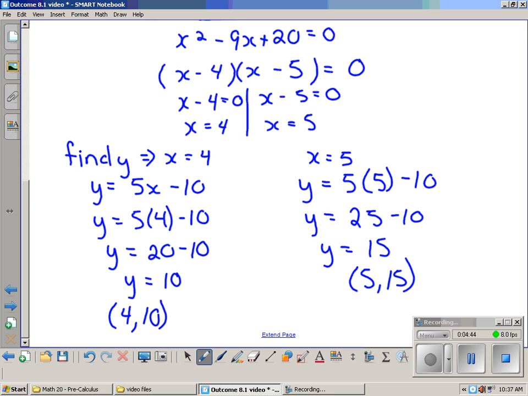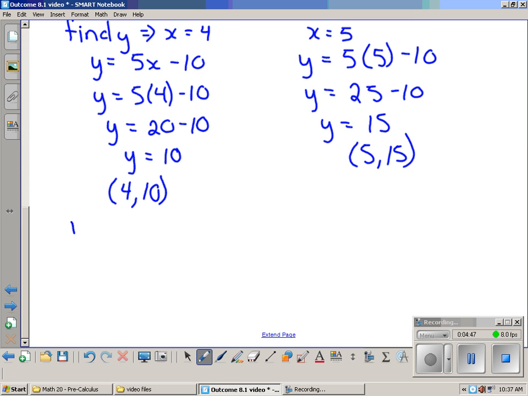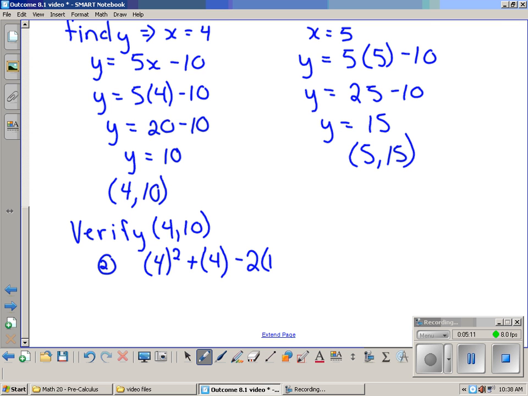To verify this solution, I want to substitute both of those solutions in. So first of all, let's verify the point 4 and 10. Because I've been working with equation 1, we're now going to substitute it into equation number 2. Substituting in those values, I end up with 4 squared plus 4 minus 2 times 10 equals 0. 4 squared is 16 plus 4 minus 20 equals 0, which works.